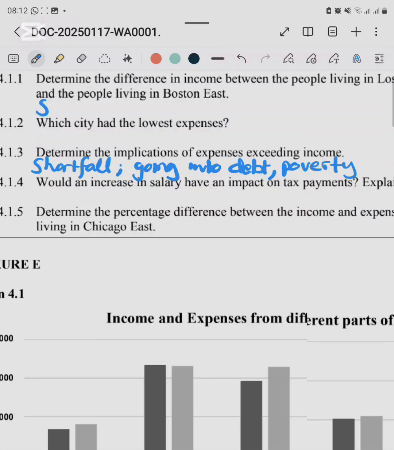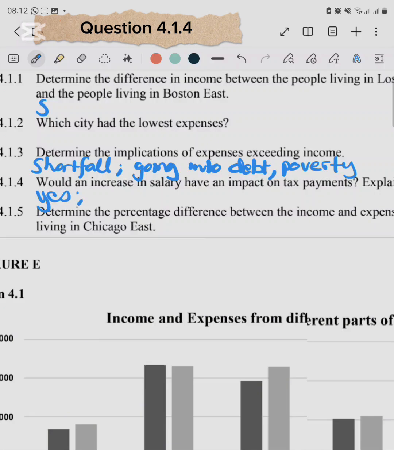Okay. Then, would an increase in salary have an impact on tax payments? Explain your answer. Well, yes, it would, because if people's salaries increase, taxes will also increase as well. So the higher the salary people in the city earn, the more the taxes they can get as well.